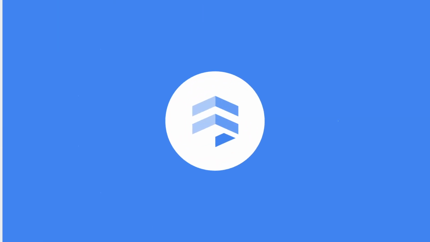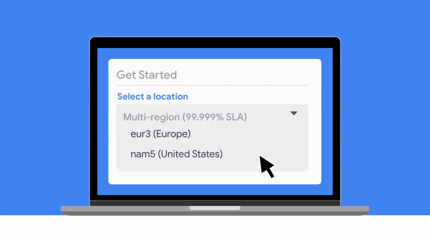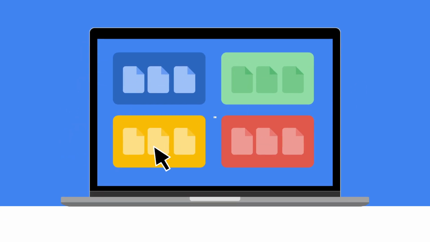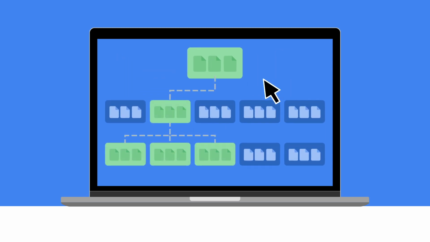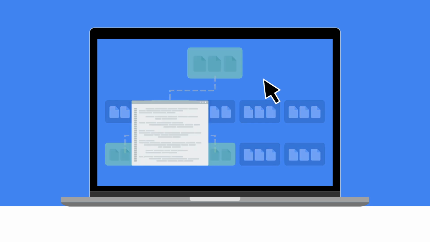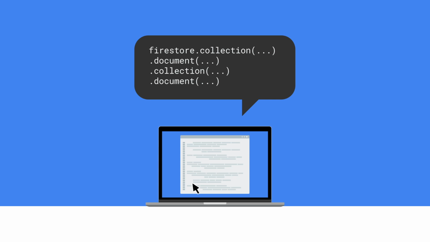Cloud Firestore integrates with both Google Cloud and Firebase, and creating it is as simple as selecting the location for your database, creating a collection, and then adding documents to it, leading to nested collections and documents per your need. Accessing data is easy. You drill down into a collection and then a document until you get the data you want.